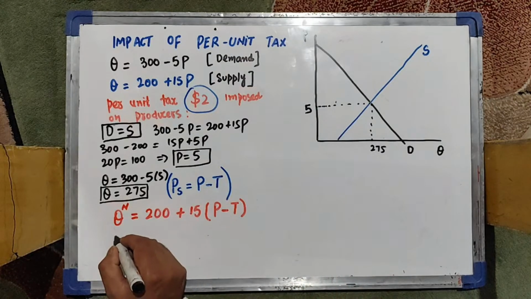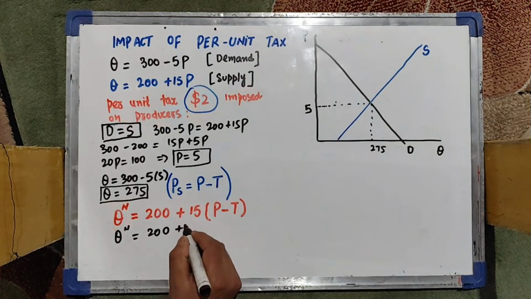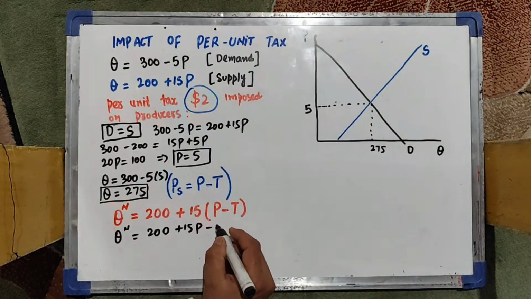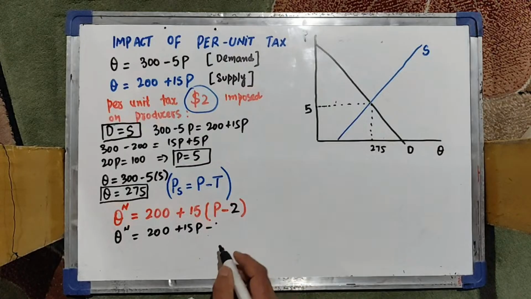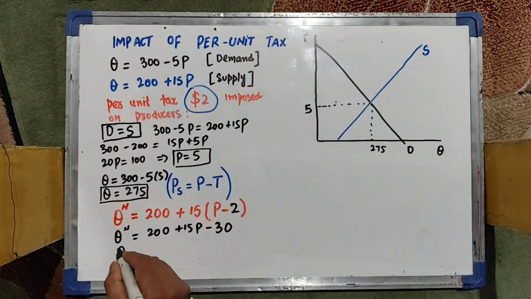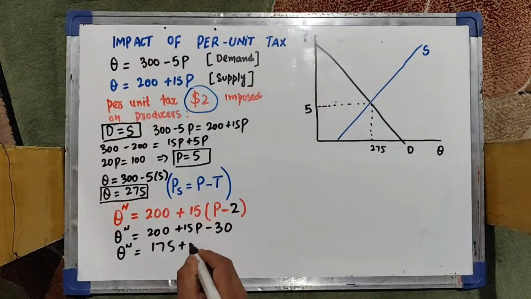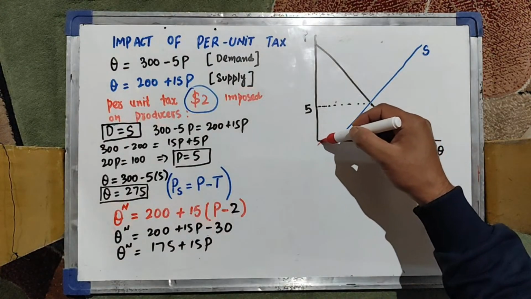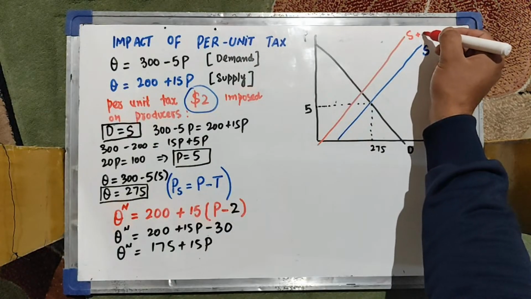So the new supply function will be 200 plus 15p minus 15 times the per unit tax. What is the per unit tax? It is $2, so we have minus 30 here. So the new supply function will be equal to 175 plus 15p. This is our new supply function. So it will shift upwards by the amount of tax. Let us suppose this is our new supply function after tax.